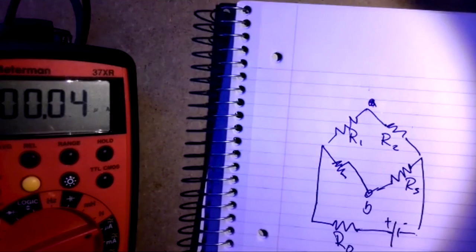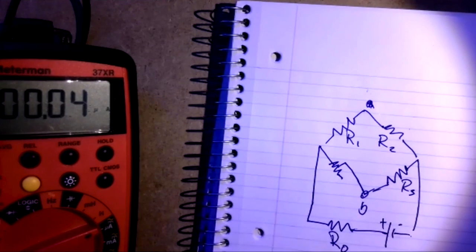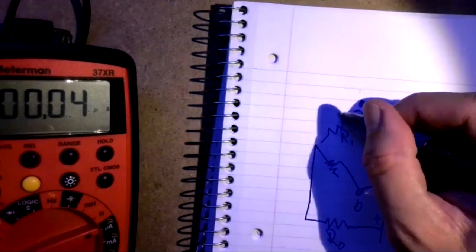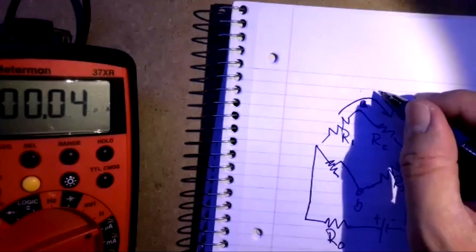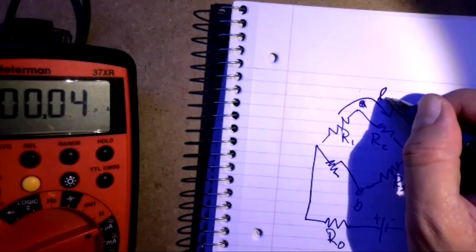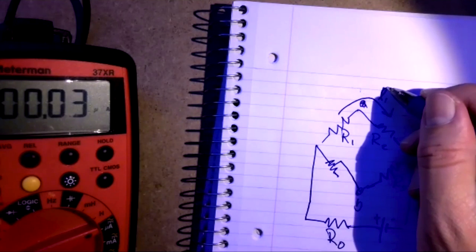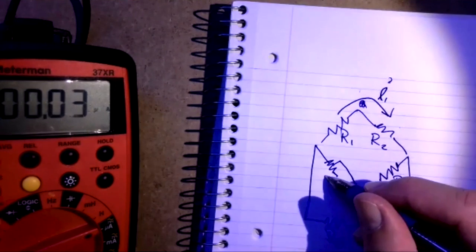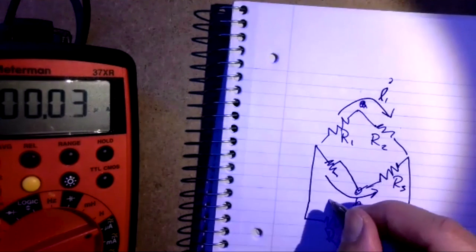Okay, so let's take a look at the current. We've got a couple of current loops. Let's say we have one current going this way, and we'll call that I1. Then we're also going to have another current going through here, so this will be I2.